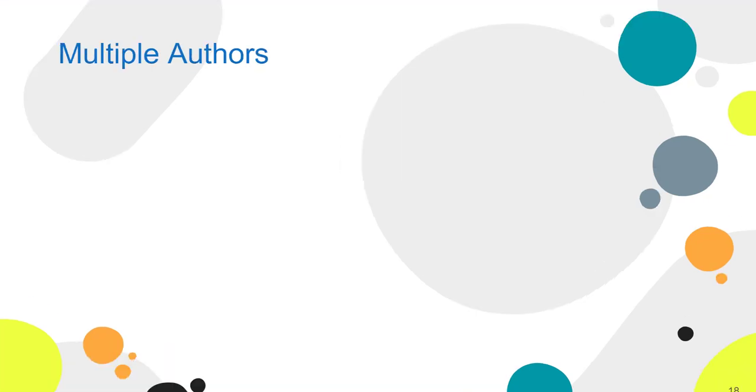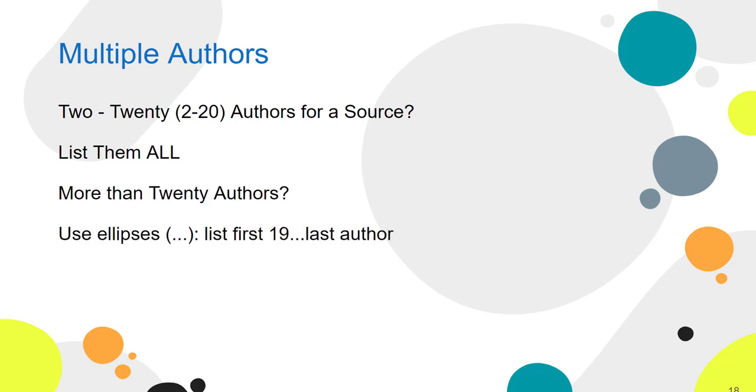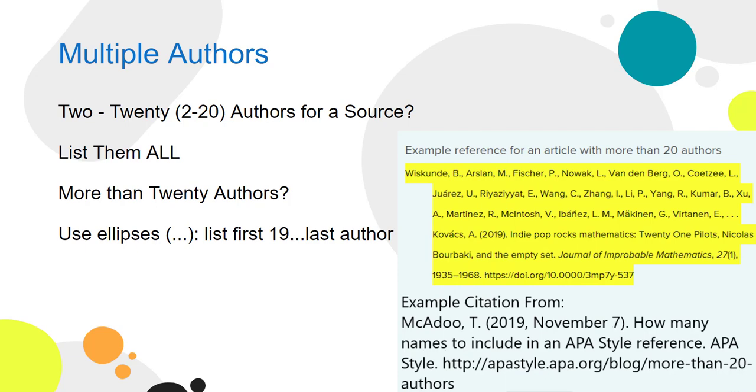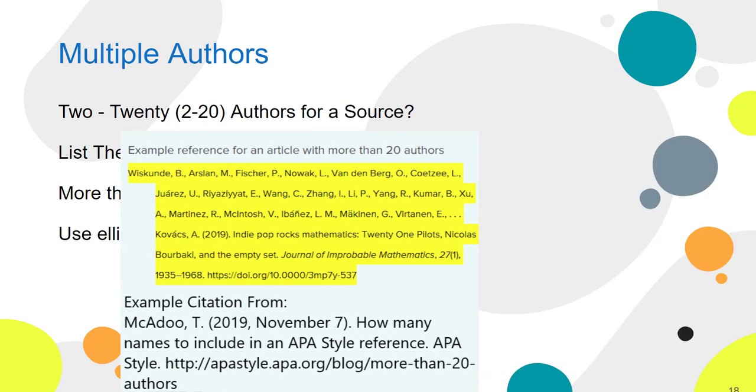So far, every example we have looked at had only one author, but many sources have multiple authors. For sources with 2 to 20 authors, you must list them all. For sources with over 20 authors, you will list the first 19 authors, use ellipses to indicate that you are not including all of them, and list the last author. Ellipses are 3 dots or periods, like you would use if you're shortening a longer quote in your writing.